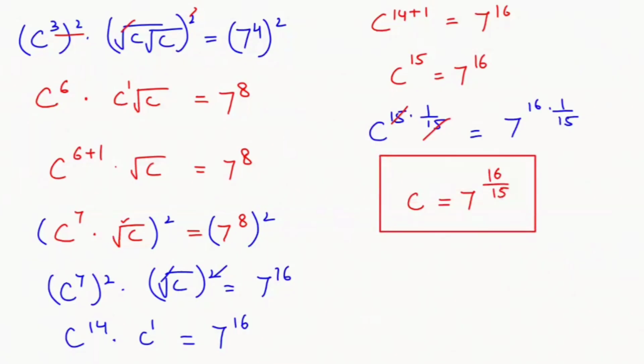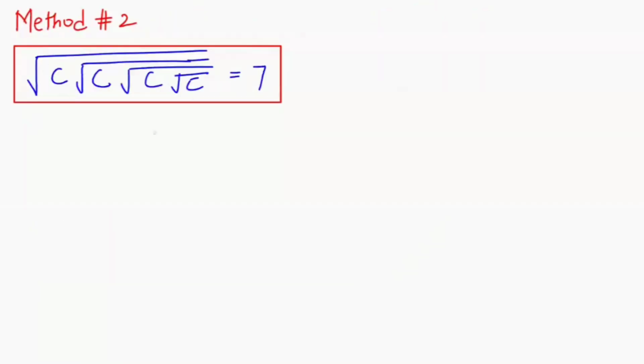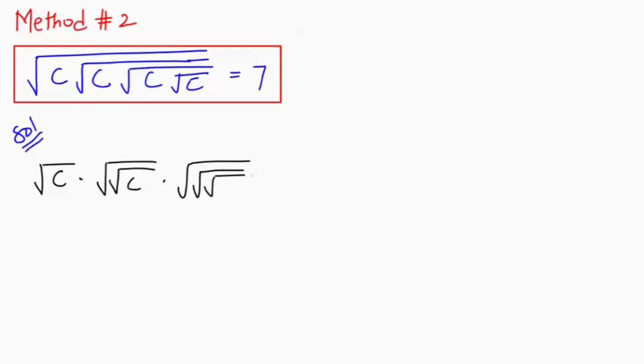Now I'm going to solve the same expression by the second method. Now let's get started with the solution. Here this c has 1 root, this has 2, this has 3, and this c has 4 roots. So I'm going to write it separately: root of c times root of c times root of c times root of c is equal to 7.